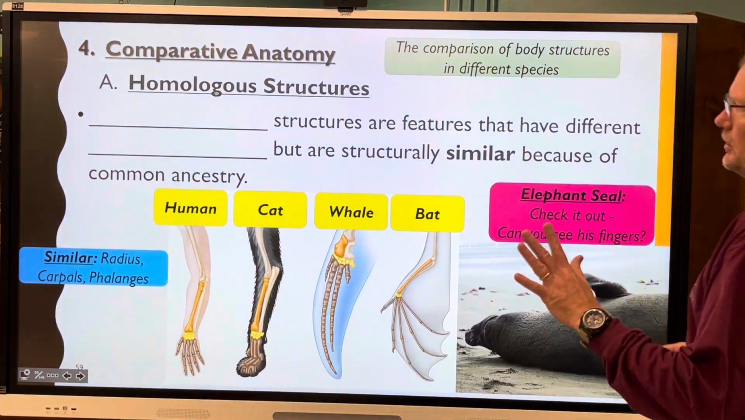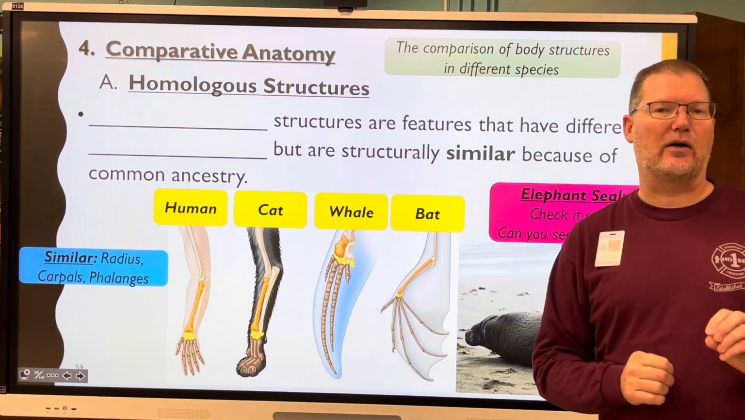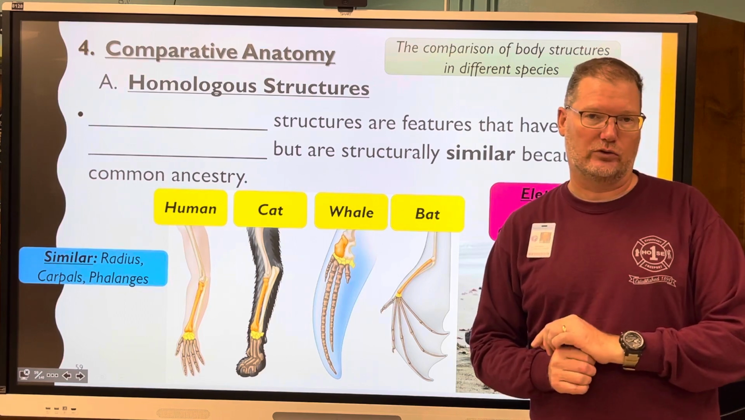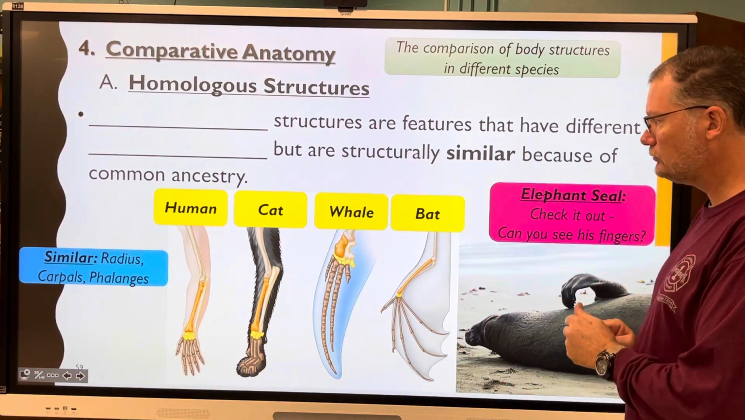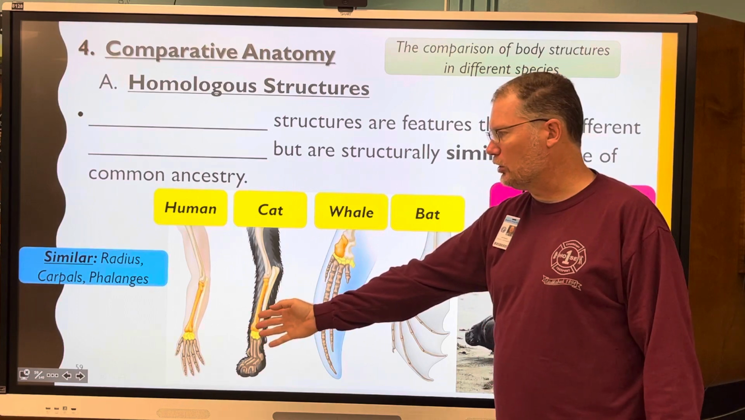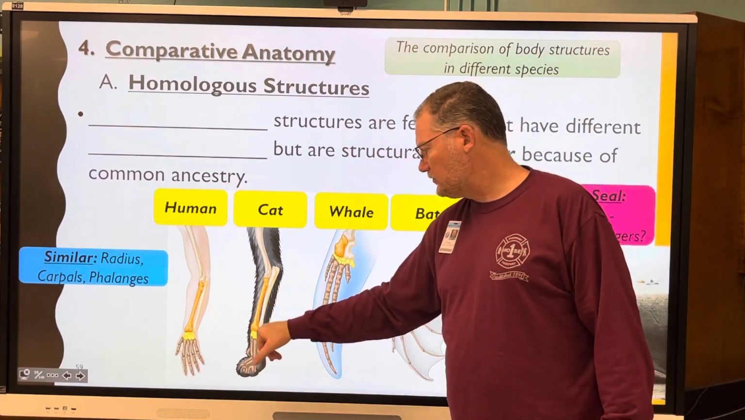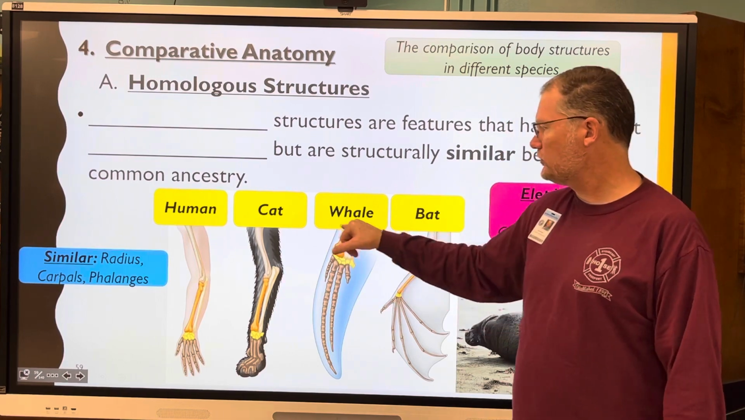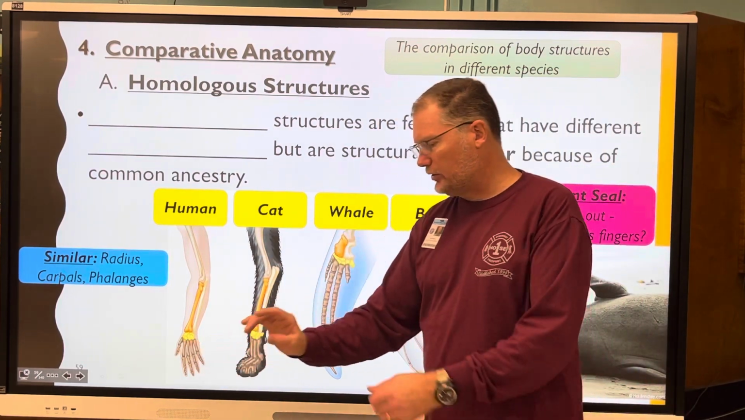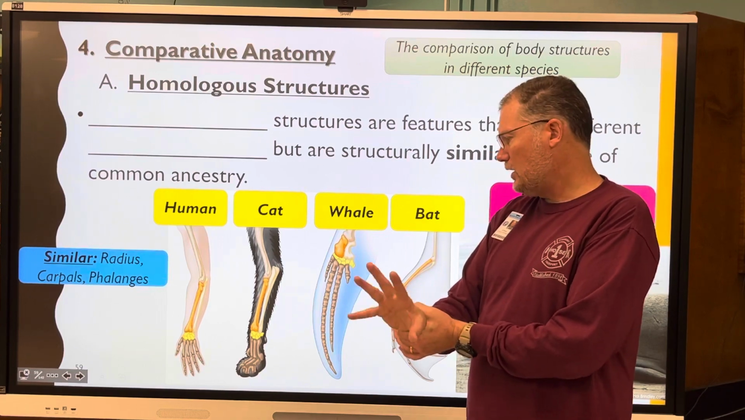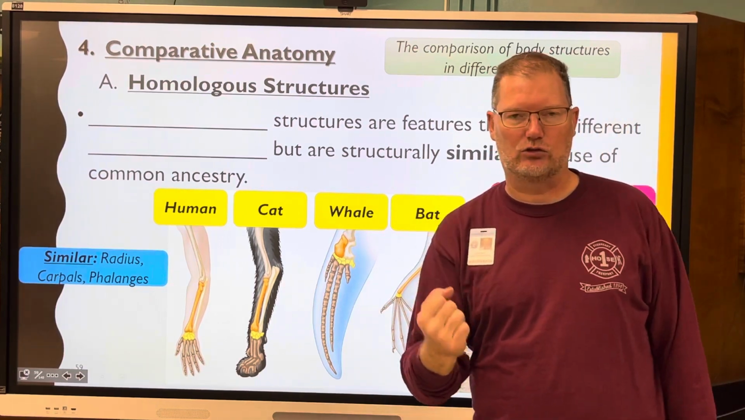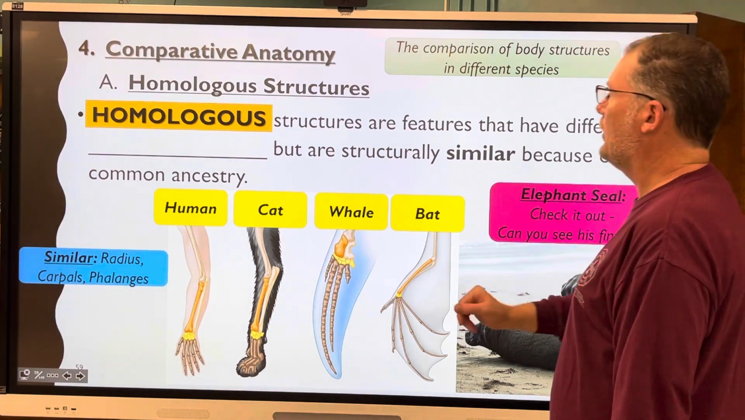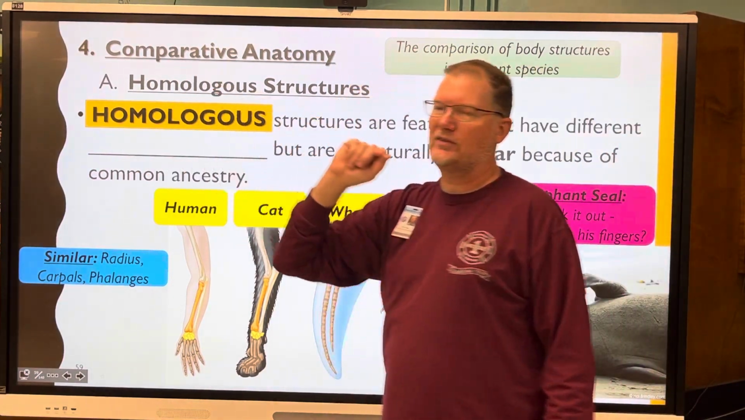The fourth one is comparative anatomy, and we talked a little bit about this in the whale notes from the last set of notes, last week, where you have very similar radius and ulna, the forearm bones, the humerus, the carpals, that's your wrist bones, and the phalanges, your finger bones. These are called homologous structures. Remember, homo means the same.